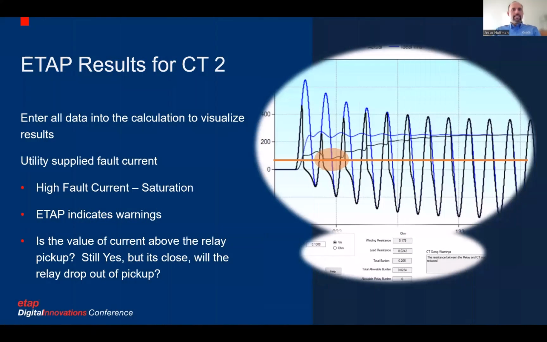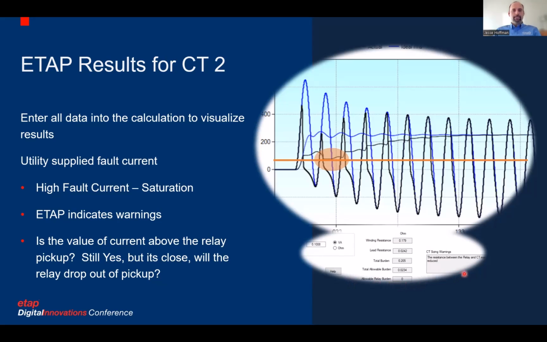So for our next CT, we're going to look at our highest fault current case, which was the 14,000 amps provided from the utility. So in ETAP's model, it's very simple to change this using the same CT calculation we just looked at. All the information for burdens and things can remain the same, and you just select the higher fault current case in the Star module.